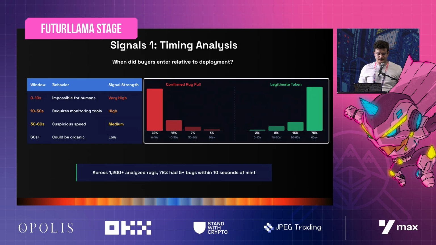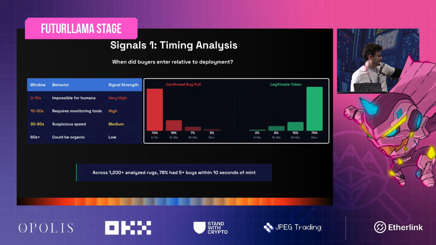Timing analysis. From what we have seen on the dashboard, confirmed rug pulls get bought in the first 10 seconds. If the user gets bought before 10 seconds after the launchpad, there is a 72% chance of it being a rug, and it gets lower as time goes by. For legitimate tokens, as you see, it's totally the opposite. So you can see how predictive behavior is in these cases.